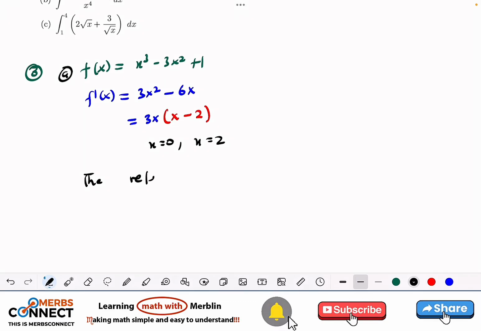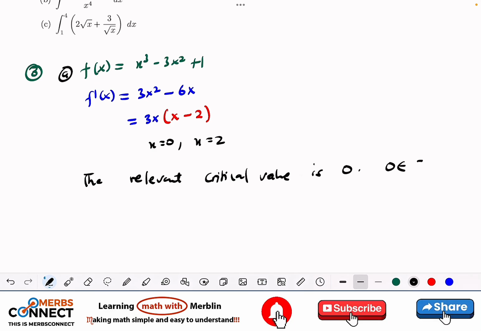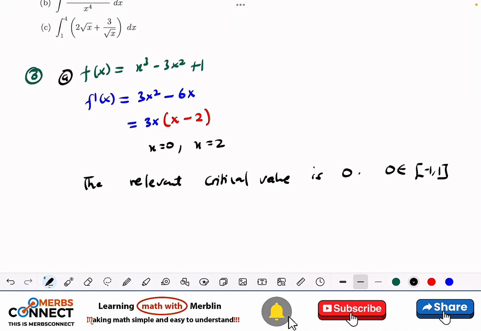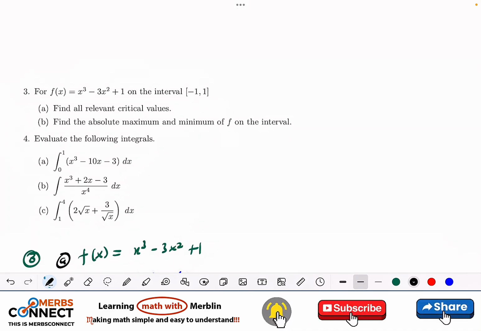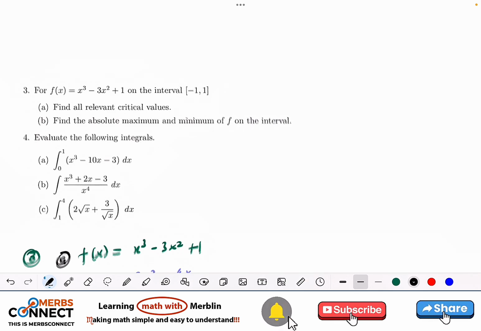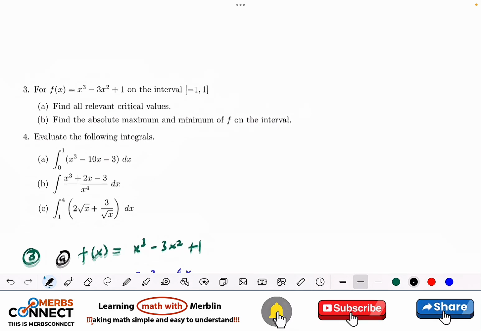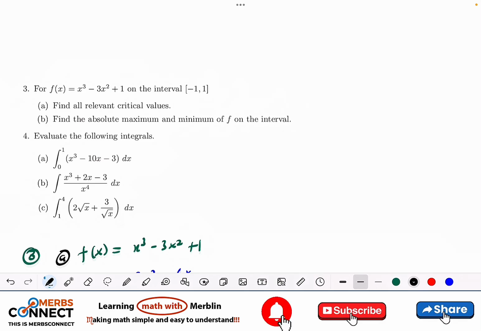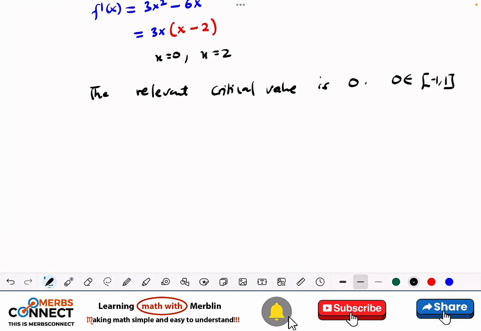Okay, the relevant critical value is 0 because it's in the domain. So 0 is in the domain, -1, 1. So it becomes relevant. So now our critical value, which is 0, will help us to solve the B, because now we want to look at the absolute maximum and absolute minimum. So let's look at B.